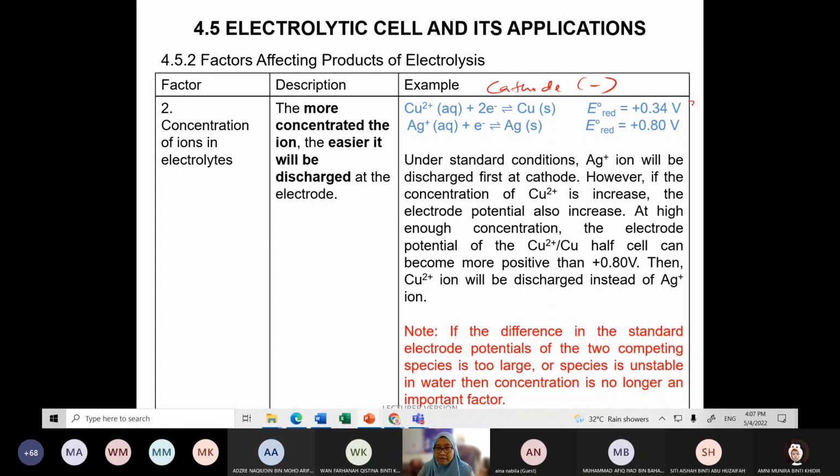By right, if we are based on the value, the more positive value will be chosen. So by right, Ag+ will be chosen at the cathode. But that is the normal condition, under standard condition. Ag ion will be discharged first at the cathode.